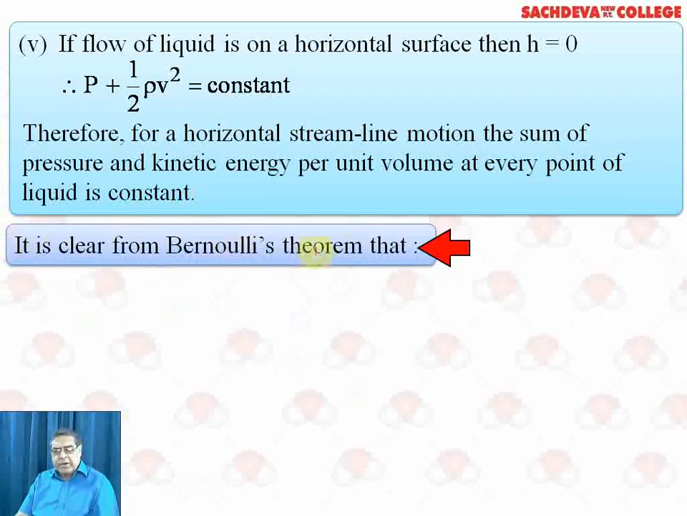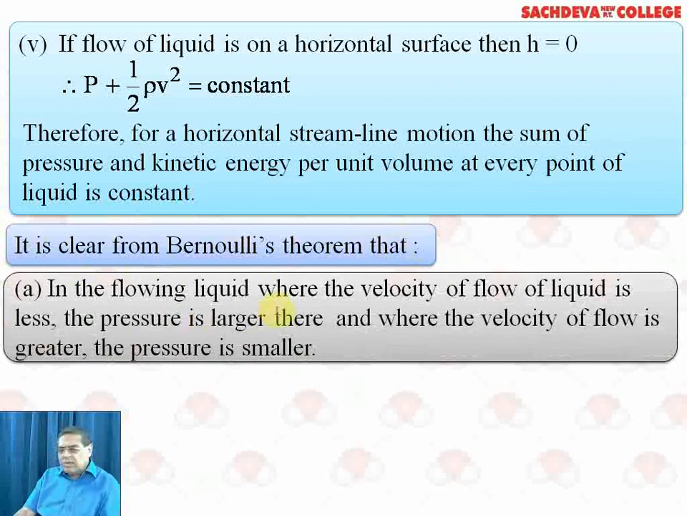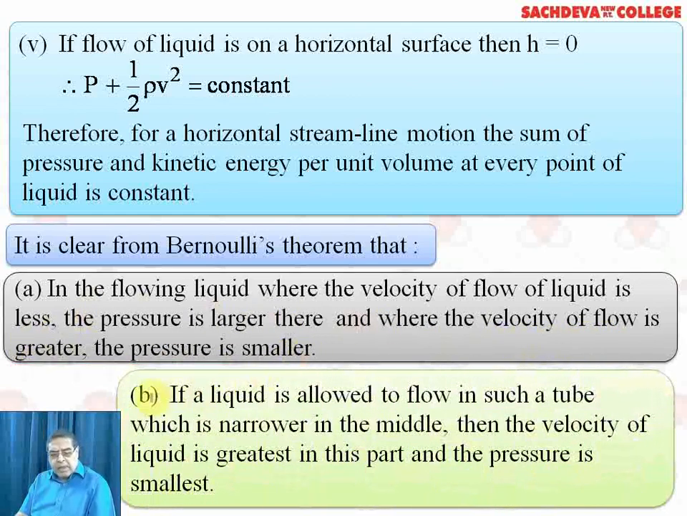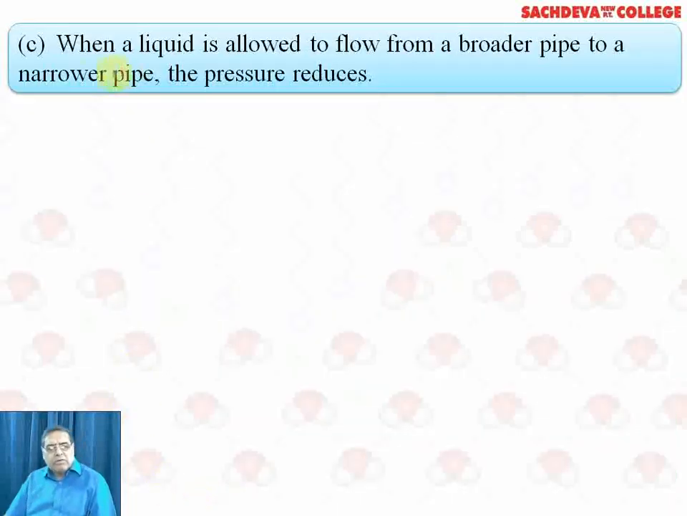It is clear from Bernoulli theorem that in a flowing liquid, where the velocity of flow is less, the pressure is larger there, and where the velocity of flow is greater, the pressure is smaller. If the liquid is allowed to flow in a tube which is narrower in the middle, then the velocity of the liquid is greater in that part and the pressure is smallest. When a liquid flows from a broader pipe to a narrower pipe, the pressure reduces.